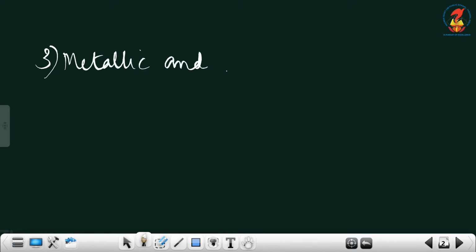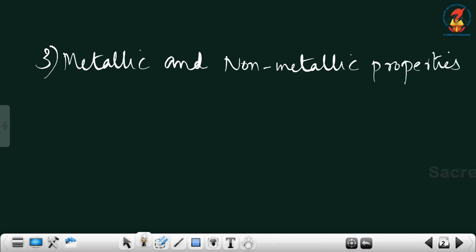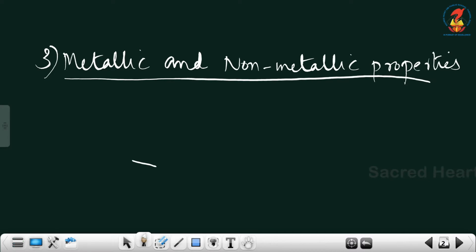metallic and non-metallic properties. Metallic and non-metallic properties.